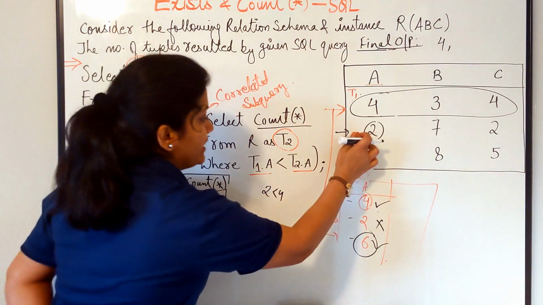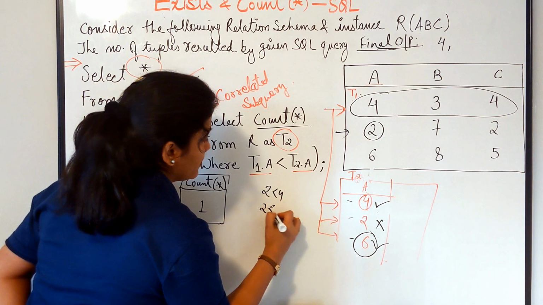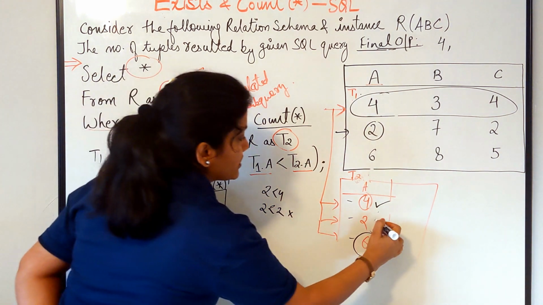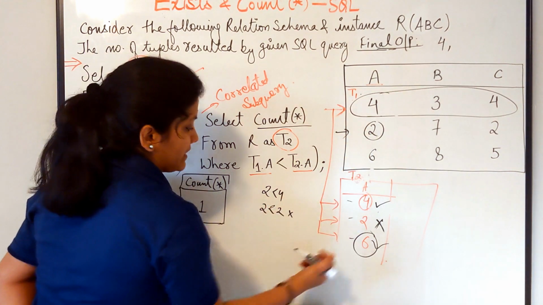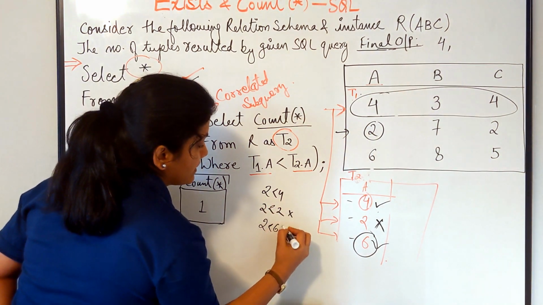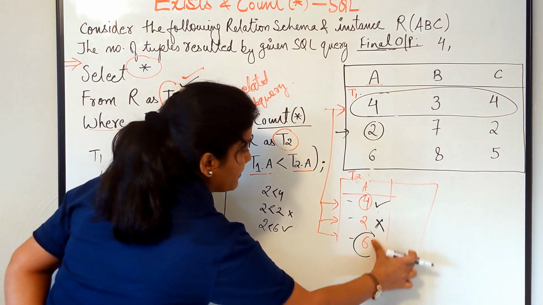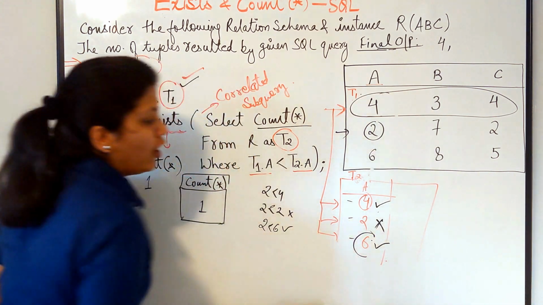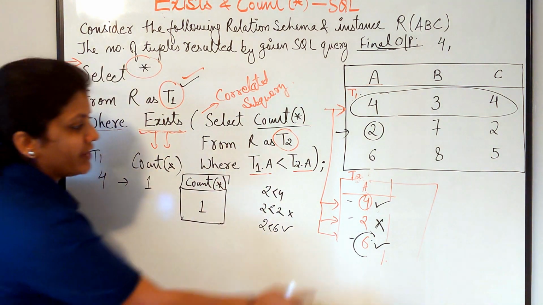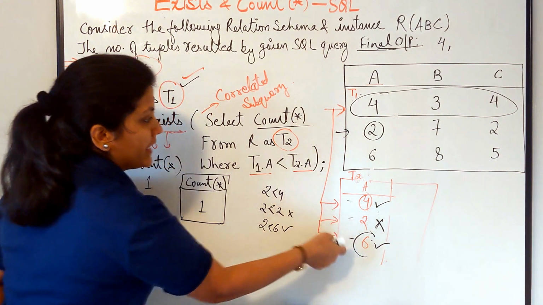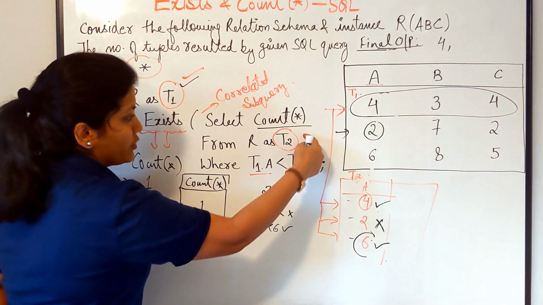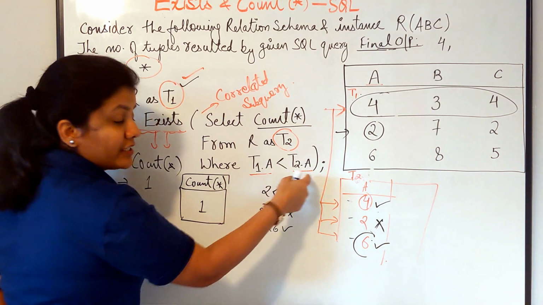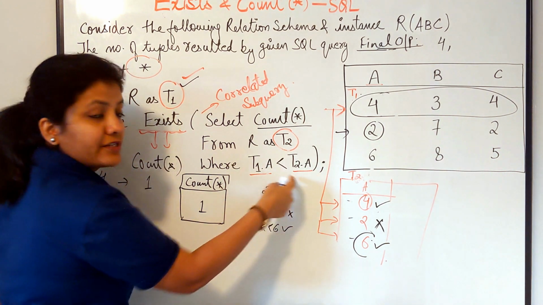Again, 2 less than 2? No. So this will not be selected. That's fine. Now 2 for 6. Is 2 less than 6? Yes. So again this tuple will also be selected. How many tuples have we selected? We have selected 2 tuples. From this point, for R as T2, for 2 of the tuples this condition is meeting. It's matching, it's true.